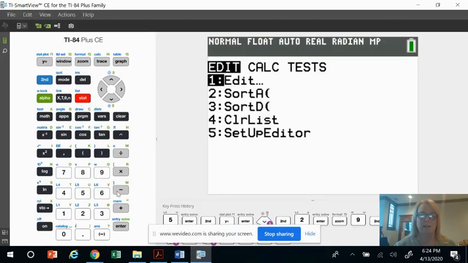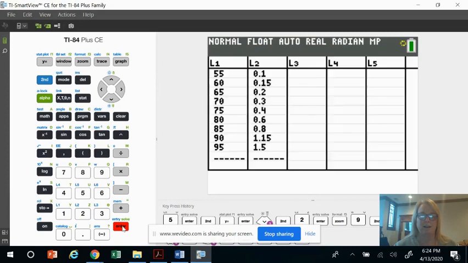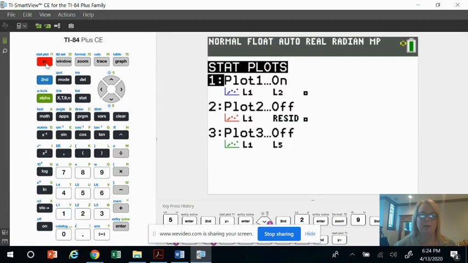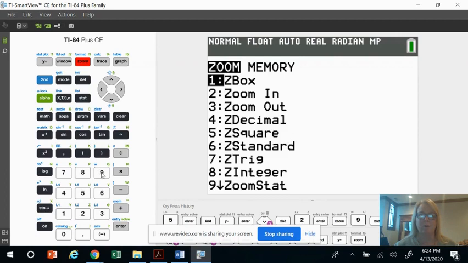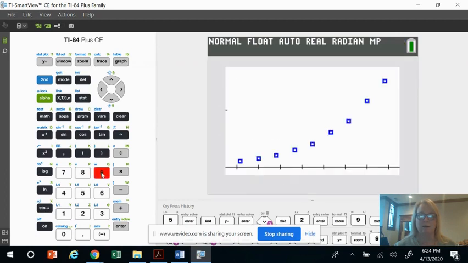So you can see I did stat, edit, and then entered the data. My first step is going to be to look at a scatter plot. So I went into the stat plot menu. I see I've got it set up for a scatter plot with L1 and L2, and that's where I input my data. And now I'm going to hit zoom 9.